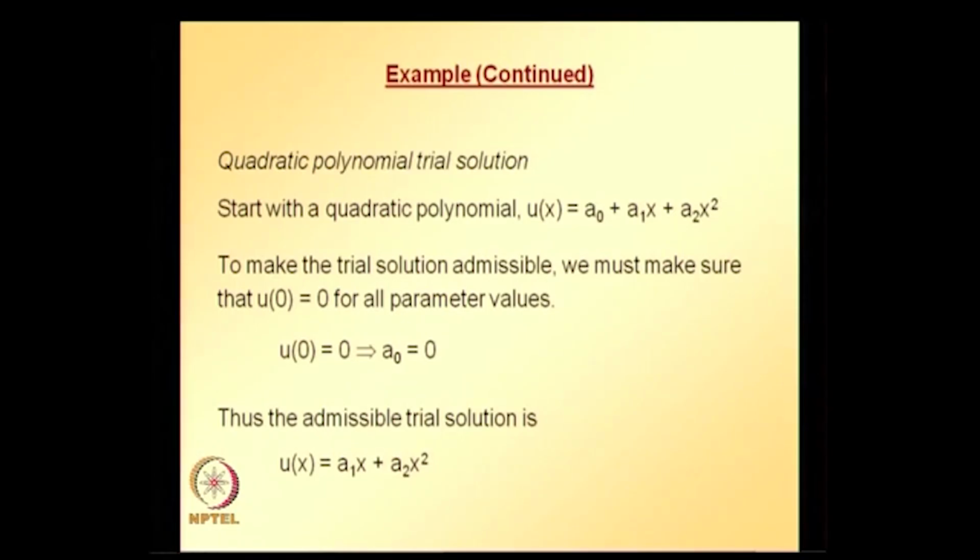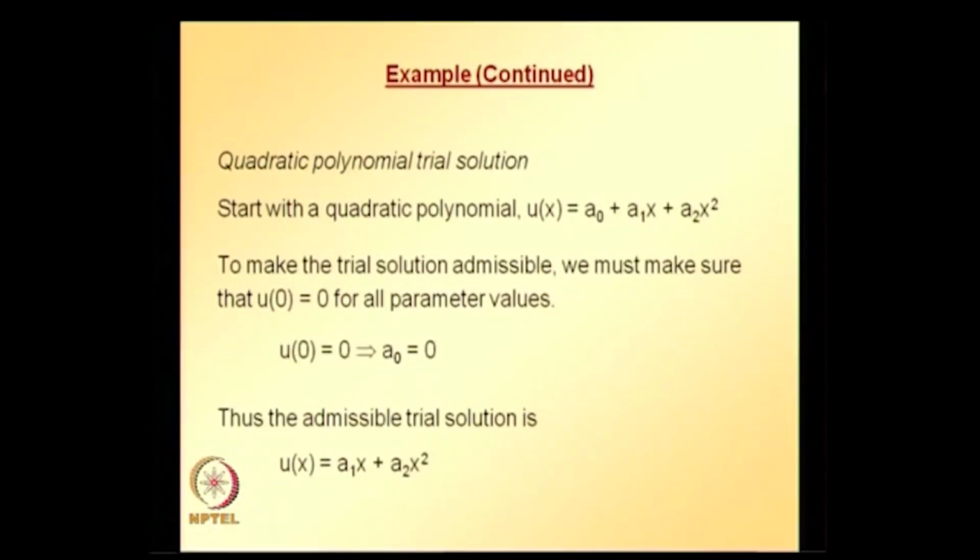So now our job is to find what a1 and a2 are. We will substitute this admissible trial solution into the equivalent functional and apply the stationarity conditions.